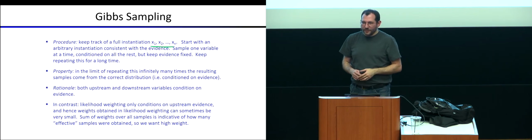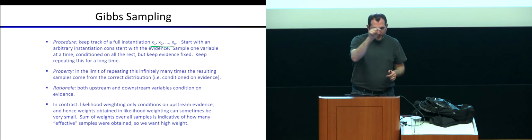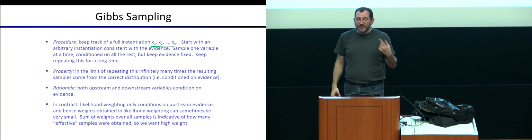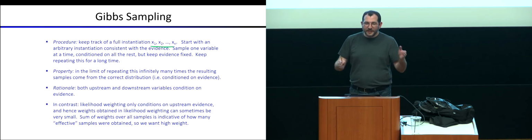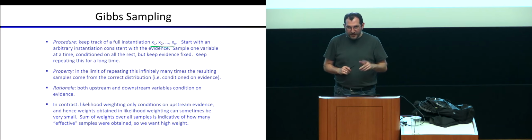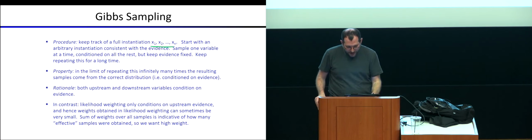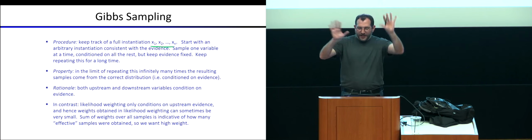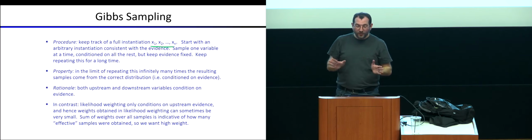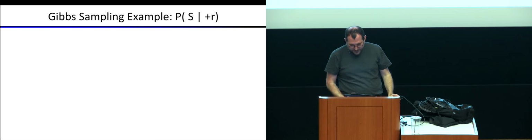But you do this for a long time. And so you change this variable and this variable and this variable, and you get the sequence of assignments. If you repeat this infinitely many times, the samples that come off are going to come from the correct distribution, which is the probability distribution over all of the non-evidence variables conditioned on the evidence variables. Sort of an amazing property. The basic idea here is that you're resampling everything, but you're leaving the evidence. And as you resample things, the evidence can influence the things you're resampling through the other variables in all directions.